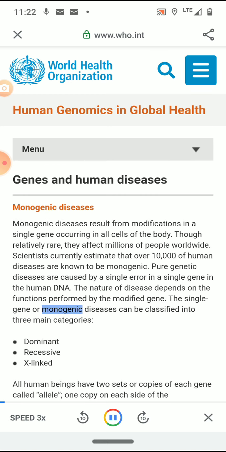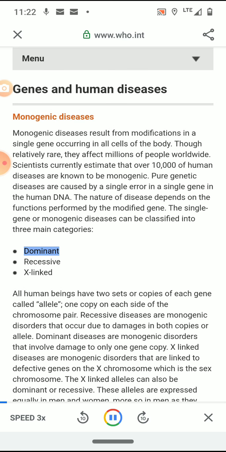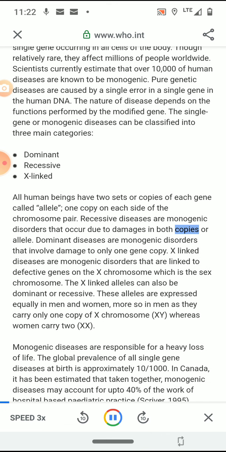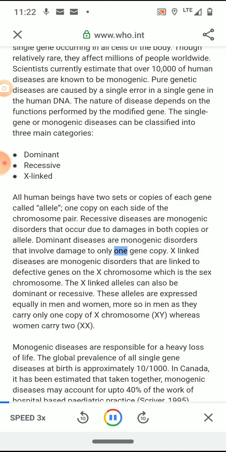The single gene or monogenic diseases can be classified into three main categories: dominant, recessive, X-linked. All human beings have two sets or copies of each gene, called alleles, one copy on each side of the chromosome pair. Recessive diseases are monogenic disorders that occur due to damage in both copies or alleles. Dominant diseases are monogenic disorders that involve damage to only one gene copy.